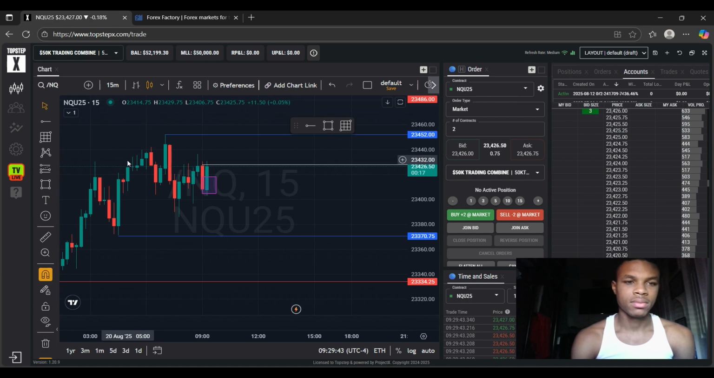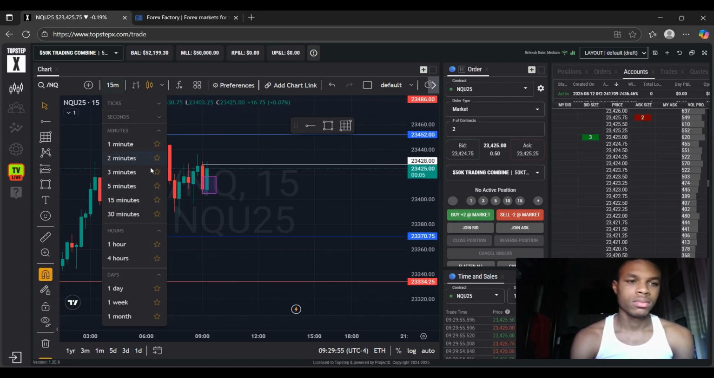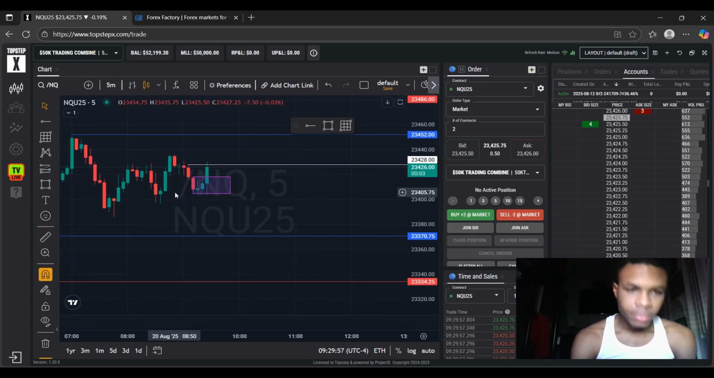On the 15. On the 15, we're looking for price to get past here, close past here. On the 5.